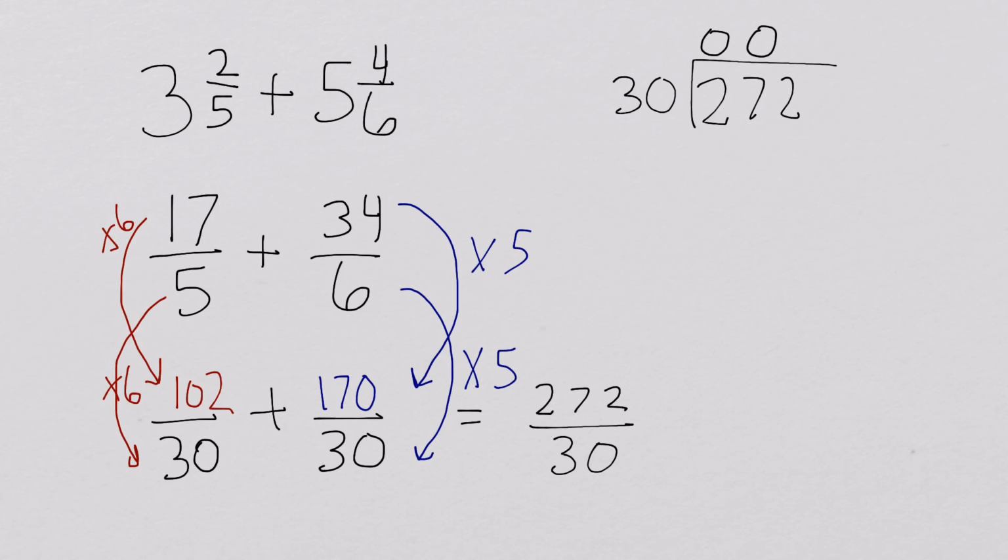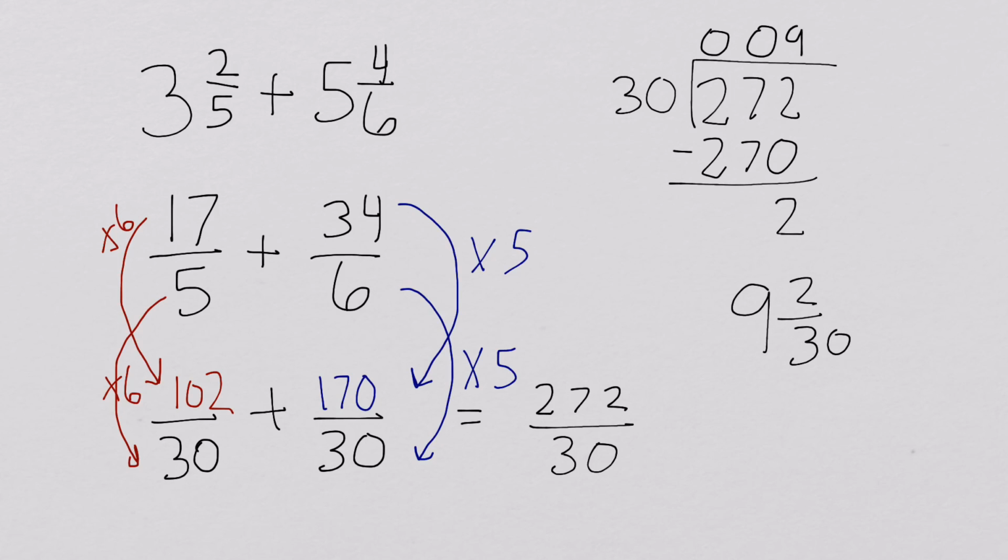Now, I know 3 times 9 is 27, so 30 times 9 is 270. Subtract, we have a 2, there's nothing for us to bring down, so we end up with the mixed number, 9 and 2/30ths. 9 because of the number up here, 2 from what's left over, so this could be written as 9 remainder 2 up top. The remainder is our numerator, and our divisor is still our denominator.